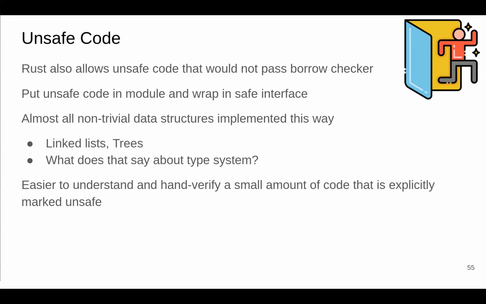So this is a way how you can implement code that would otherwise not pass the borrow checker. So you put unsafe code in a module and wrap it in a safe interface to use it in the rest of the program. And then in the few lines of code that you modify, you can have unsafe blocks that allow you to do pretty much anything. And it just tells the type checker and the borrow checker, please don't look at these lines of code, they're good, trust me. Now, is this safer than C or C++?